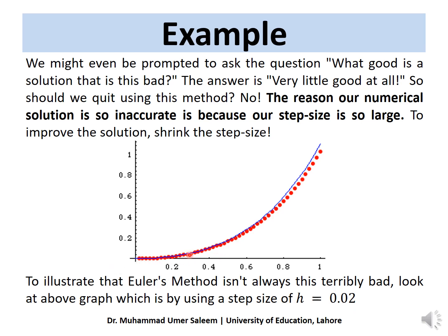Now look, these dots are very near to the blue line. So the Euler method will give you a good approximation when you have a very small step size. But here again the issue is, when the step size is very small, you have to make so many iterations. So this method is very slow. That's why it needs certain changes, which will lead us to our next method.